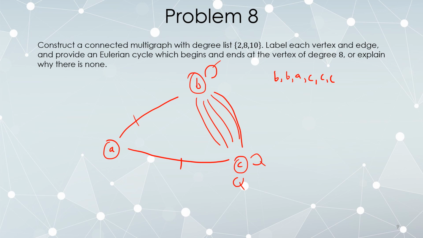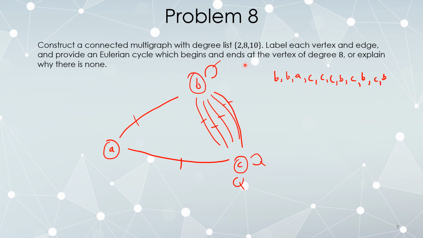Now I'm back at C, so I go to B. I've used that. I go back to C. I've used that. I go back to B. I've used that. I go back to C. I've used that. I go back to B. There. So from B to B, so I do a loop. To A to C, use up both of those. To C, loop, loop. B, C, B, C, B. B, C, back to B, to C, to B.